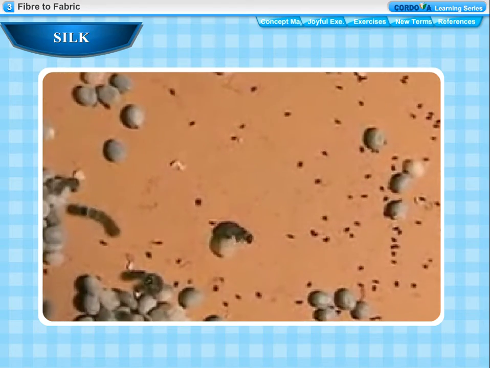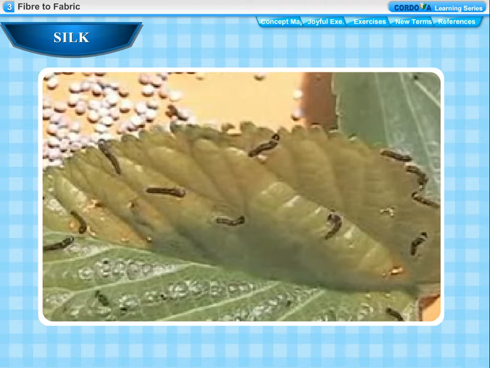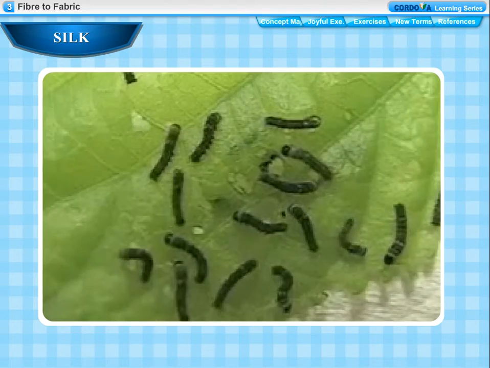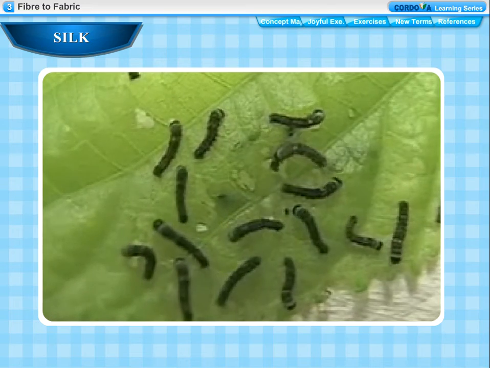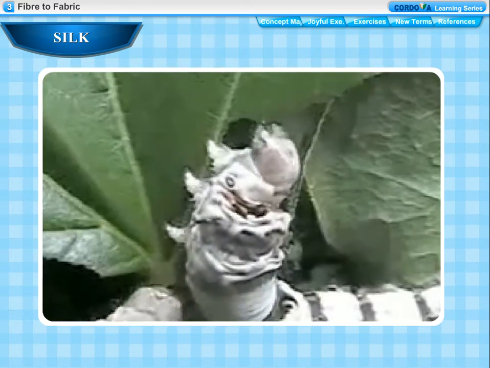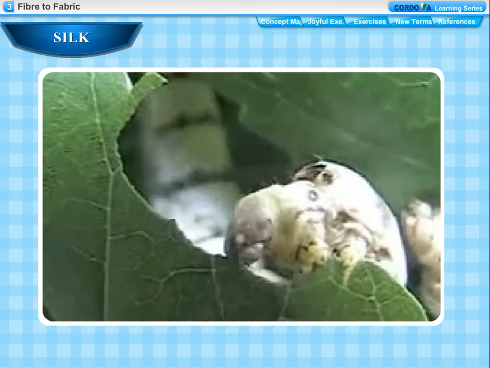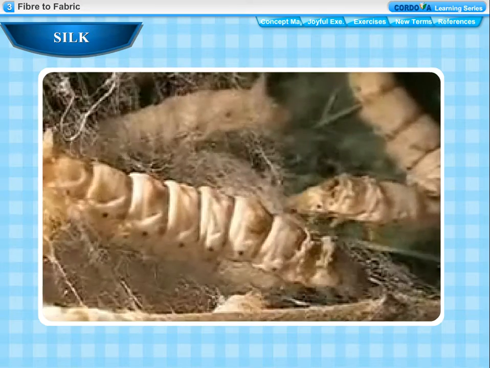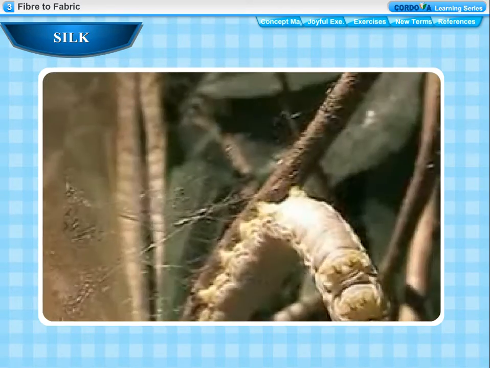The eggs hatch in 2 weeks' time to form worm-like larvae. The larvae of silk moth are called caterpillar or silkworms. The silkworms feed on the leaves of mulberry tree and grow bigger in size. During the larval stage, the silkworms shed their skin 4 times while they grow.